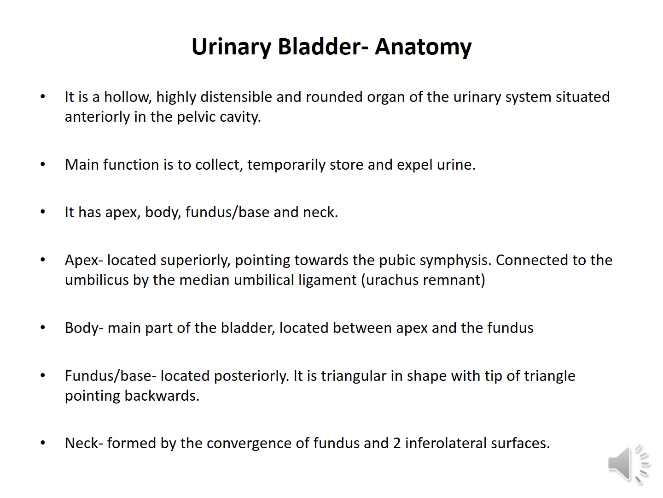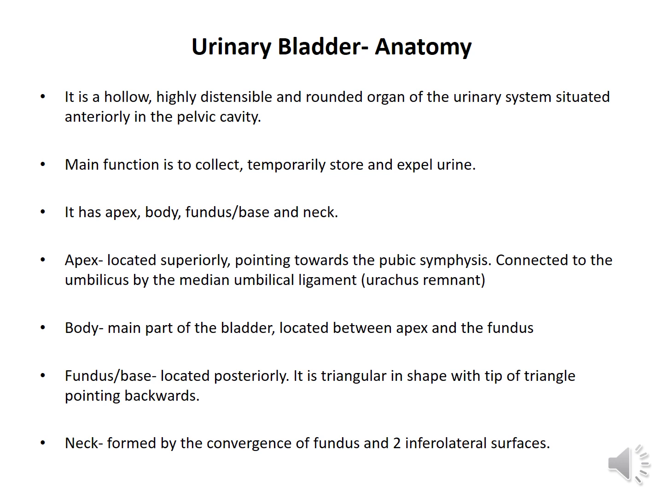And next, moving on to the anatomy of urinary bladder. Urinary bladder is a hollow, highly distensible and rounded organ of the urinary system, which is situated anteriorly in the pelvic cavity. The main function, as we know, is to collect, temporarily store and expel urine. It has an apex, a body, fundus and the neck. Apex is located superiorly and it points towards the pubic symphysis.